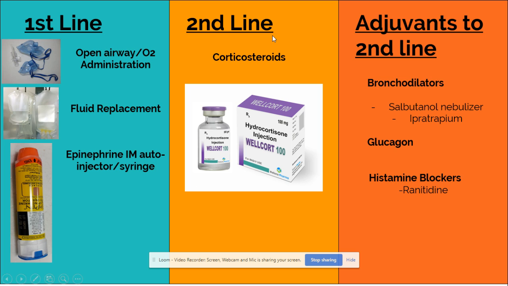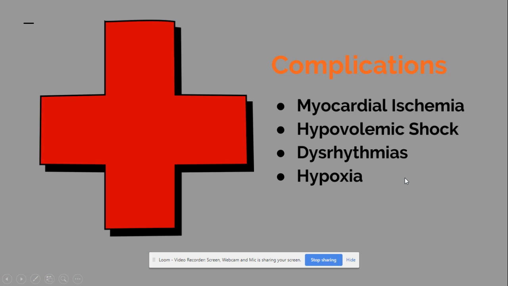Second line, these ones are not life-saving, so they are used together with first line. They could be corticosteroids, such as hydrocortisone. They help to reverse hypotension and bronchoconstriction. Then you have adjuvants to the second line, so bronchodilators such as salbutamol and ipratropium, glucagon, and histamine blockers.